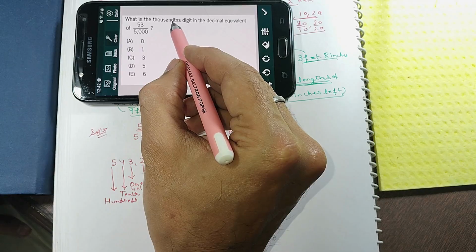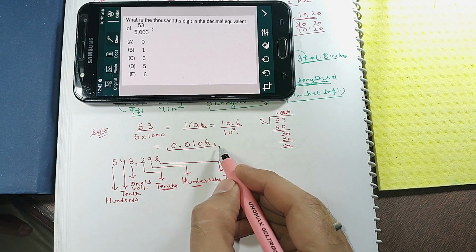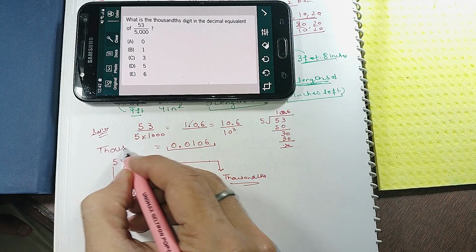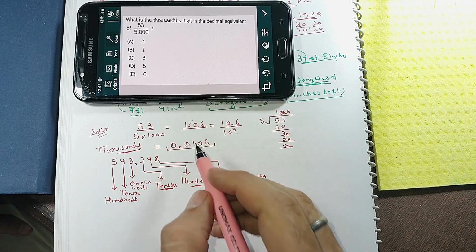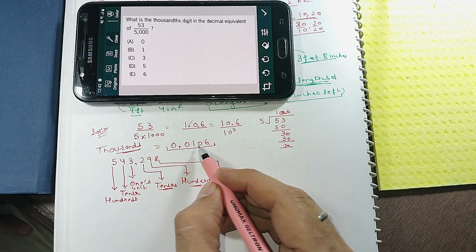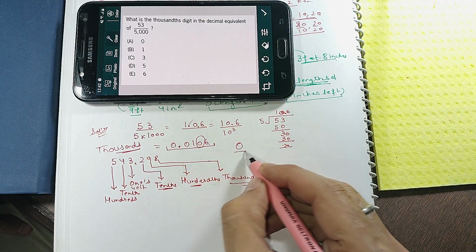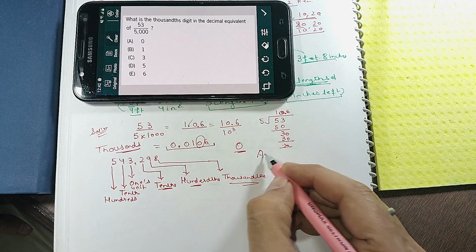If it is referring to thousandths, that means to the right of the decimal. If it is referring to thousand, this is to the left of the decimal. But here it is asking you to the right of the decimal. So the third place will be 0, 1 and this will be the third. So the thousandths digit will be 0. Right option will be option number A.